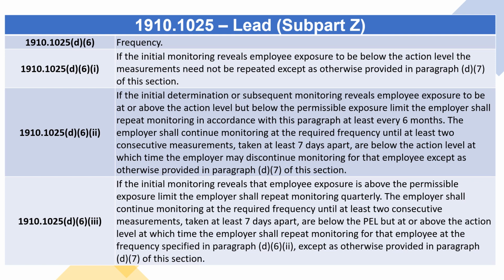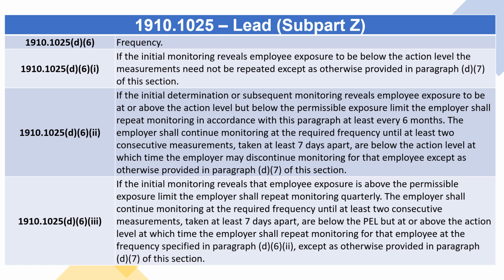1910.1025. D.6. Frequency. 1910.1025. D.6.1. If the initial monitoring reveals employee exposure to be below the action level, the measurements need not be repeated except as otherwise provided in paragraph D.7 of this section.